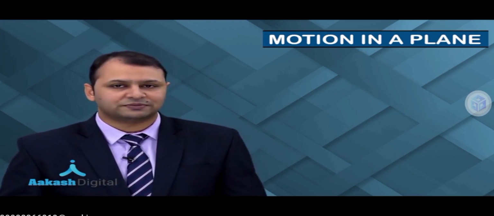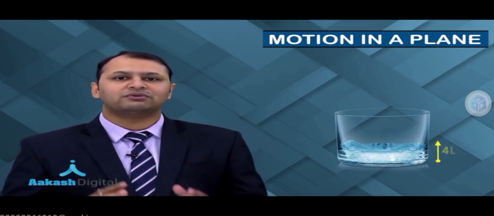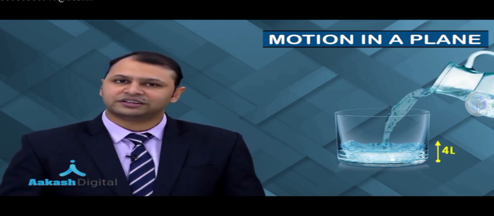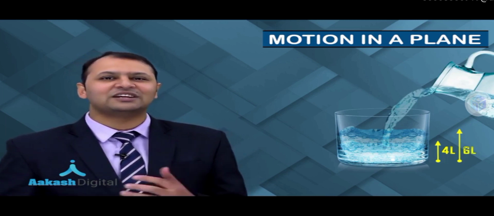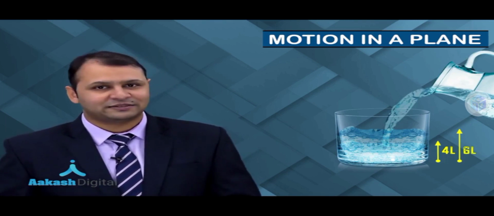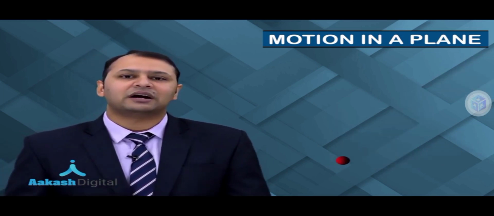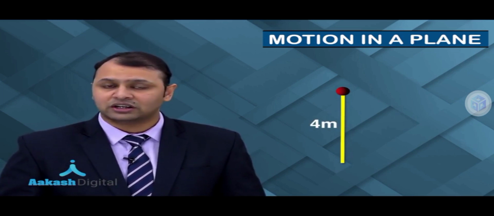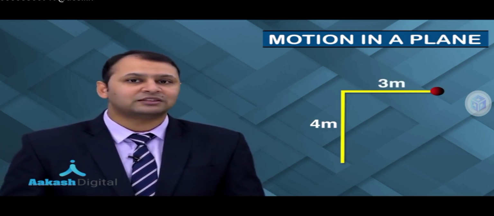But before we move ahead, I just want to ask you a question. Suppose you have a tumbler in which you have 4 liters of water, and then you add 2 more liters to it. What would be the volume? Of course, it would be 6 liters. Now, it's a very silly question to ask. But let's change the direction. Suppose there is a particle which moves 4 meters towards north and then takes a right turn and moves towards east for 3 meters. Now, what is the displacement?